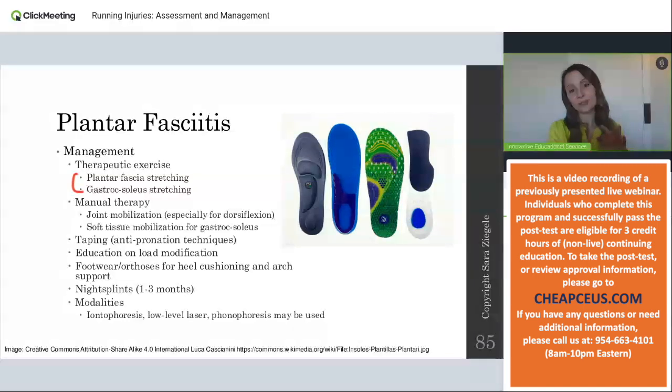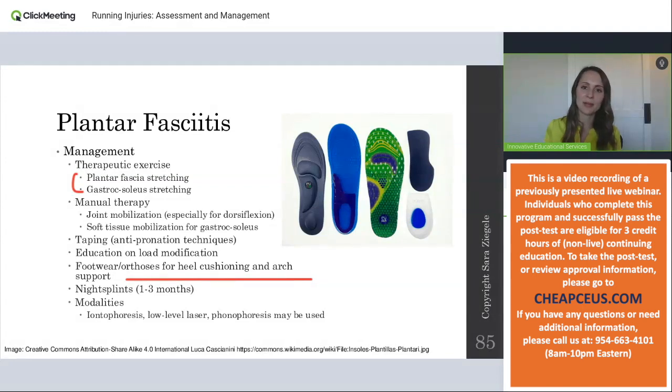I'll often even use the kinesiology style tapes with the stretch, even though they're not holding someone in an arch supported position. It's enough cueing to help them really try and attain a better foot posture. Education is supported on load modification and footwear and orthoses as well. So think about heel cushion and arch support as being the primary things to look for in these orthotics.